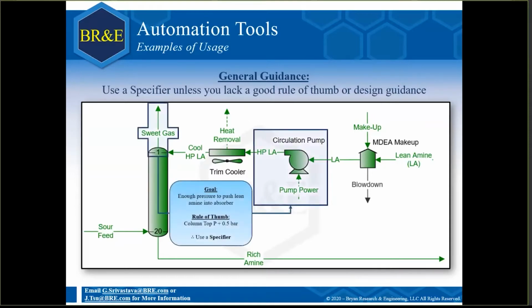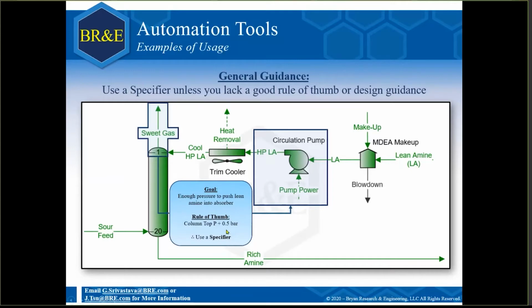First, what if my goal is to put enough pressure into the lean amine so that it can enter the absorber? Okay, this is quite direct. I wouldn't even consider it a rule of thumb. It's just a bit of common sense. I'll take the top pressure, add a little bit, maybe half a bar, and that should be enough to push the liquid in. This is a very good case to use a specifier because it's direct, it's simple, and it is very robust.